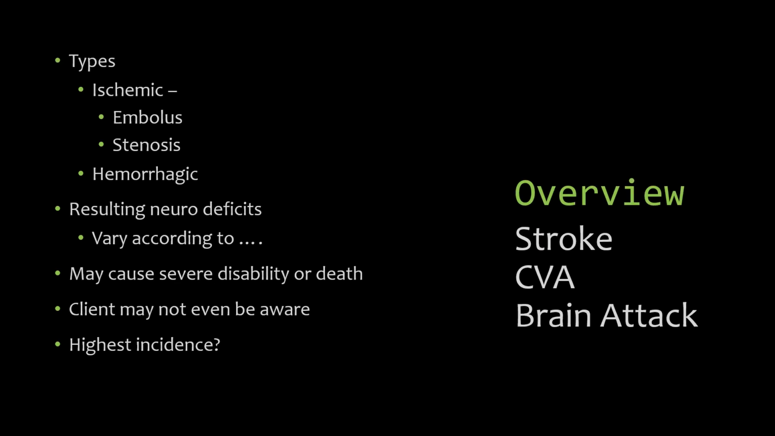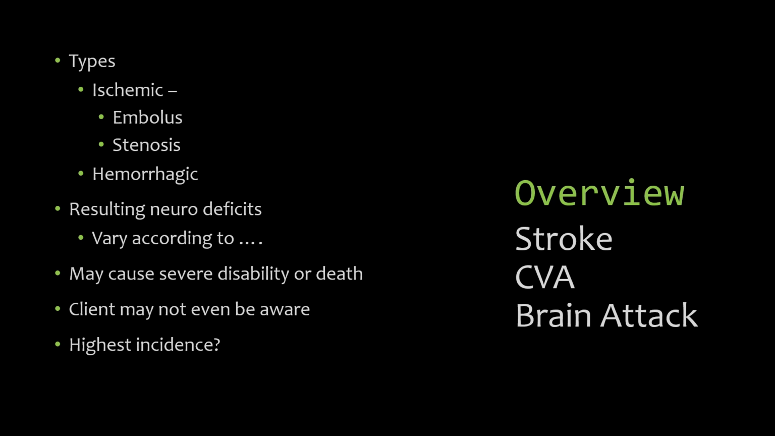So stroke is also known as a cerebrovascular accident or brain attack, being the preferred terminology now. This is a neurological deficit that results from a sudden decrease in blood flow to a localized area of the brain. Now they can be ischemic or hemorrhagic, and within ischemic they can be caused by an embolus or even stenosis. Neurological deficits could vary, and those are always, and I'm going to bring this to your attention and say it a lot, according to the area of the brain affected.